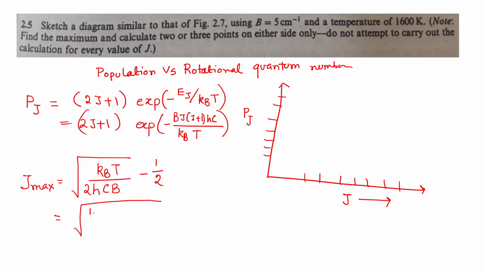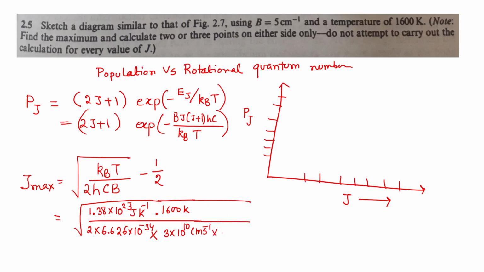So kB is how much? 1.38 into 10 to the power minus 23 joule per Kelvin. Temperature is 1600 Kelvin. Then 2 into 6.626 into 10 to the power minus 34. Then B is in centimeters inverse, so we take 3 into 10 to the power 10 centimeter per second, into B, which is 5 centimeter inverse. So centimeter gone, Kelvin gone, joule seconds, joule gone, second inverse gone. Minus half, don't forget this. You will see it will come something like 10.5. I'll not say it will exactly come as 10, but it will be close to 10.